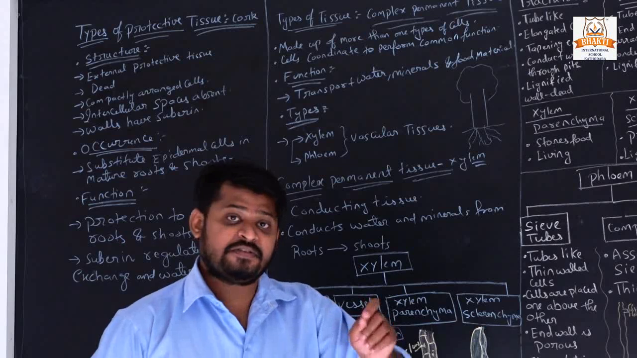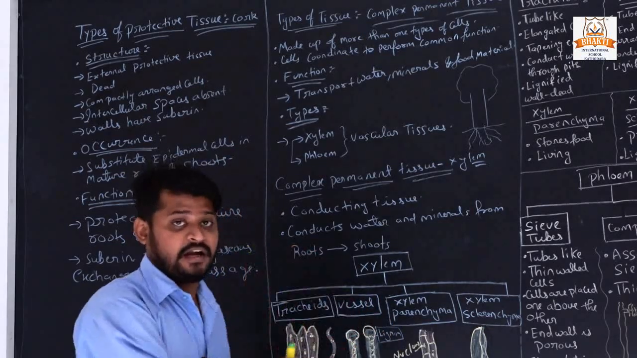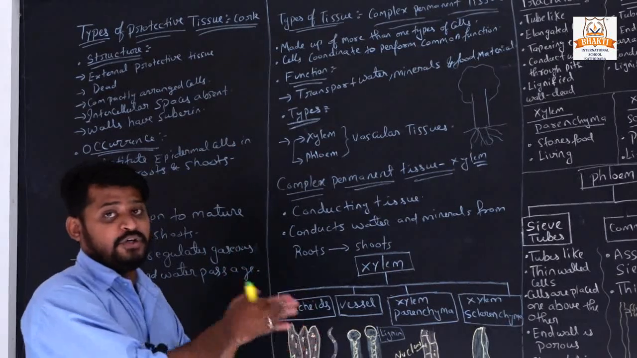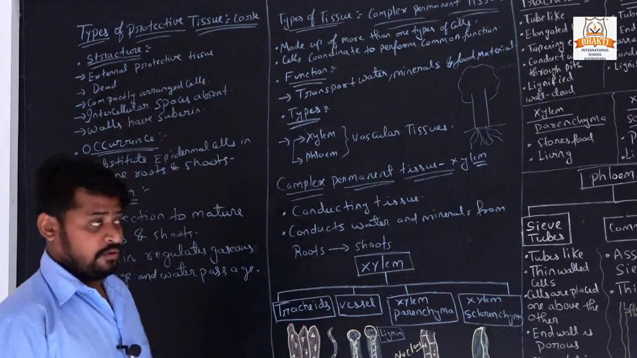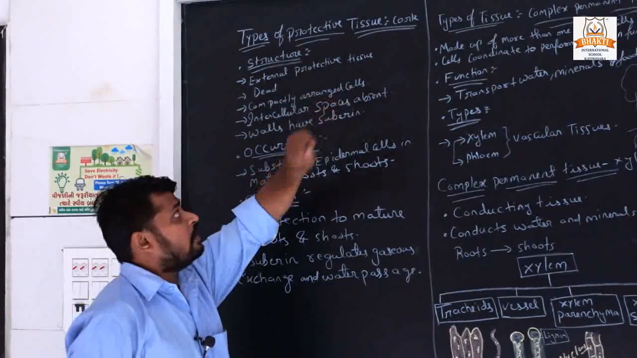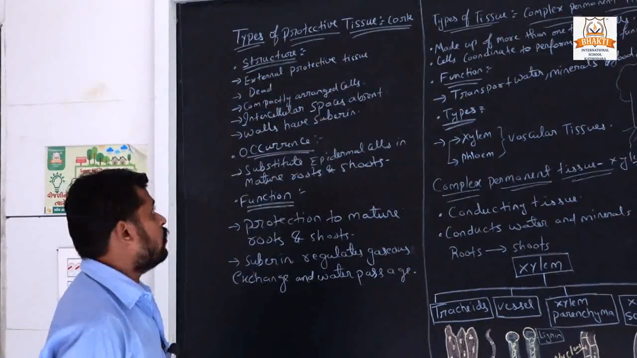About epidermis we have already studied. Now we will start our video with the second type of protective tissue, that is cork. So, among the types of protective tissue, the second one is cork.